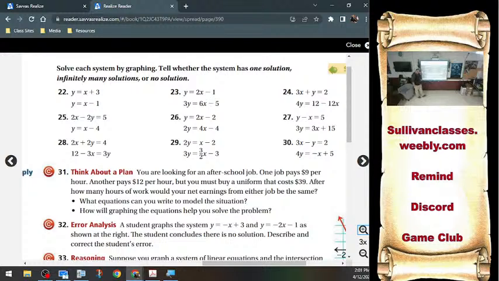Infinitely many solutions are lines overlapping each other. Okay. Same line. What about no solution? Parallel lines. Never going to cross. One solution. They actually cross, and you tell me where. So if I'm going to graph these two lines, the thing I should probably do is make them look like equations you can graph.